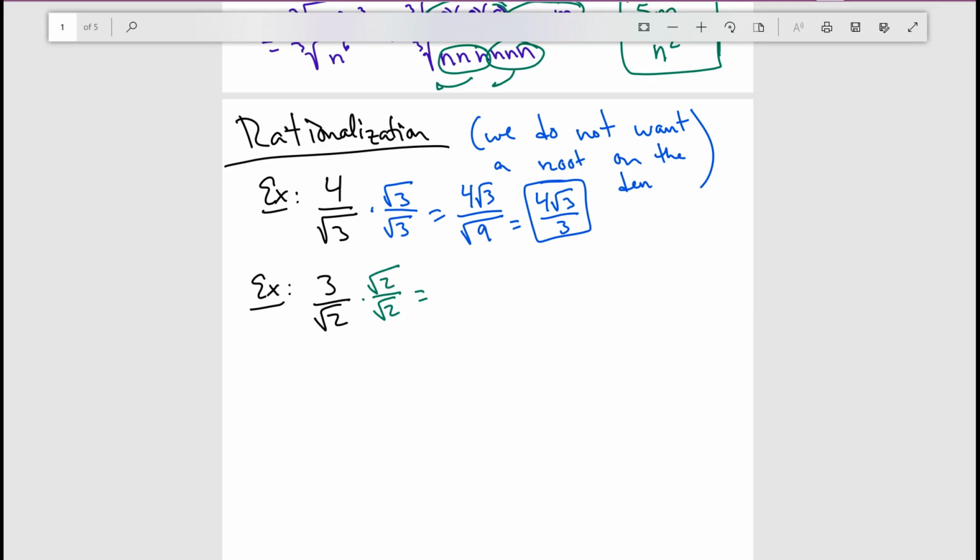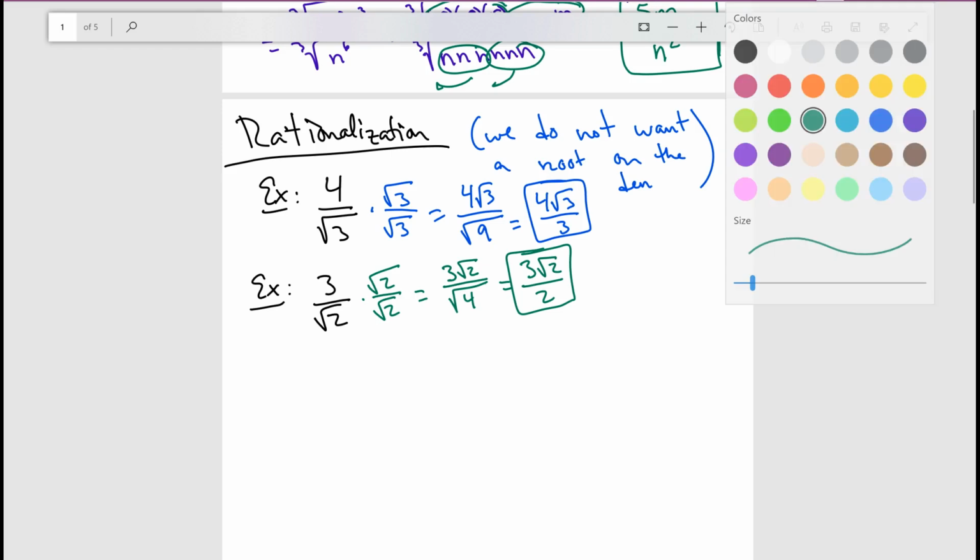So what I'm going to have is 3 square root of 2 divided by square root of 2 times square root of 2, which gives me square root of 4, and the square root of 4 is just 2. So you're going to have 3 square root of 2 divided by 2. And that is my final answer. Okay?